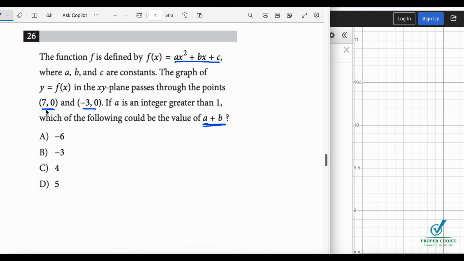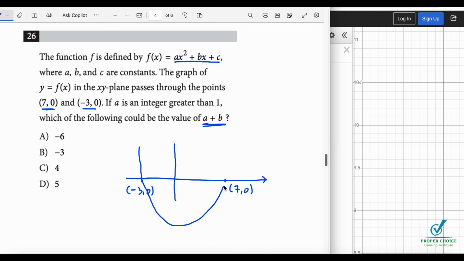Let me tell you, as they are clearly telling us, when we plot this function or this parabola on the xy-plane, this parabola intersects the x-axis at two distinct points. What are those? One is (7, 0), when x is 7 and y is 0, and there is another (negative 3, 0), meaning the parabola will be going somewhere like this, as they clearly told us a is positive. So this is what the situation is.